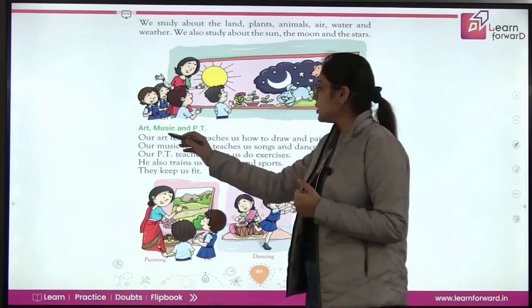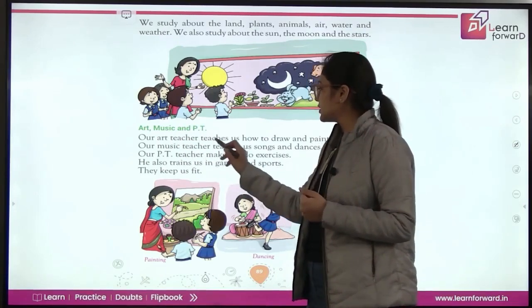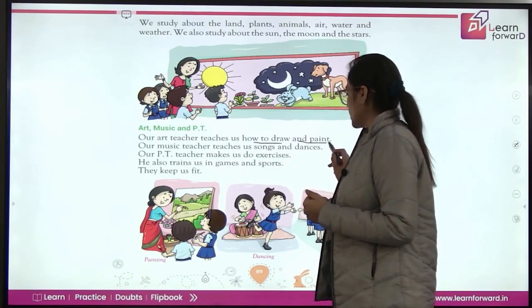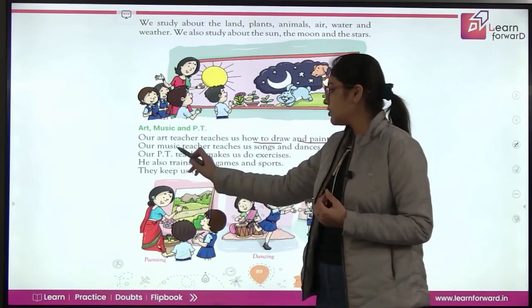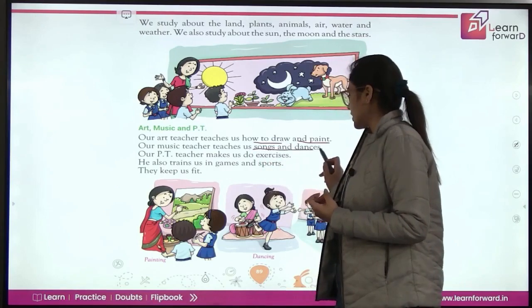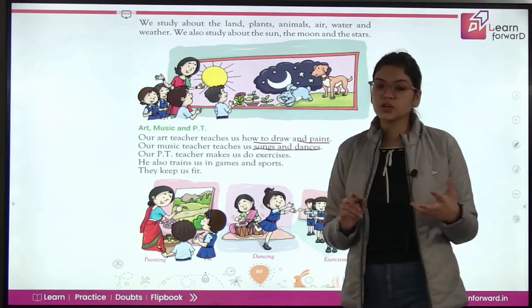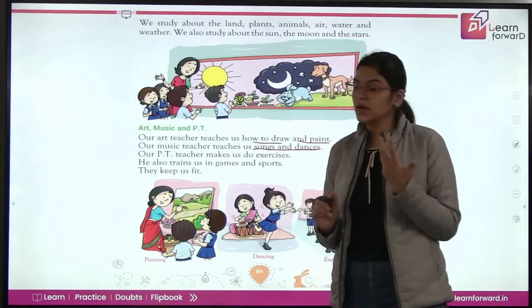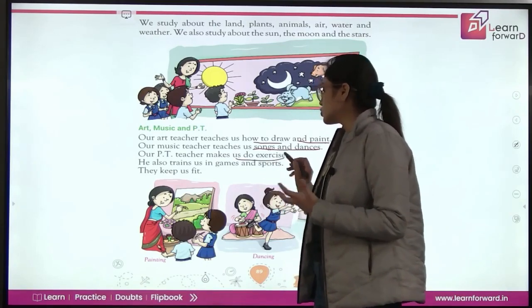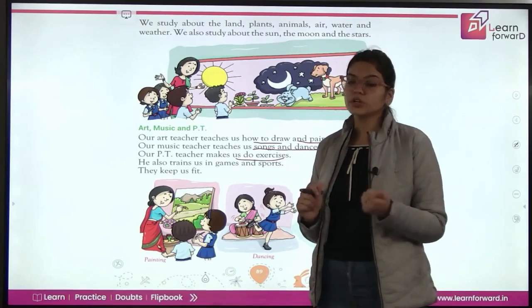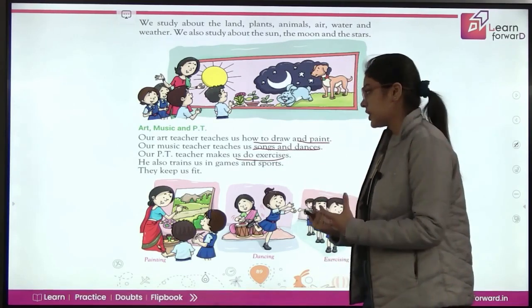Now art, music and PT. Our art teacher teaches us how to draw and paint. जो हमारी art teacher है, she teaches us how to draw and paint. Our music teacher teaches us songs and dances. So जो हमारे music teacher होते हैं वो हमें dance और music सिखाते हैं. Our PT teacher makes us do exercise. So जो हमारे PT teachers होते हैं, what do they do? They help us, they guide us to do exercise.